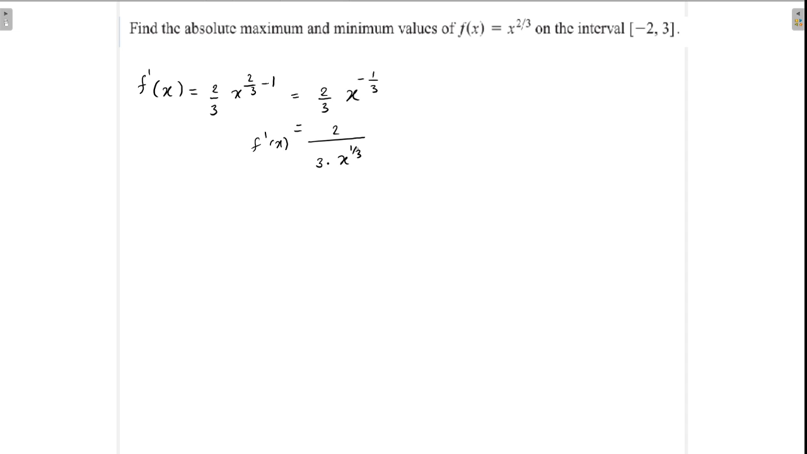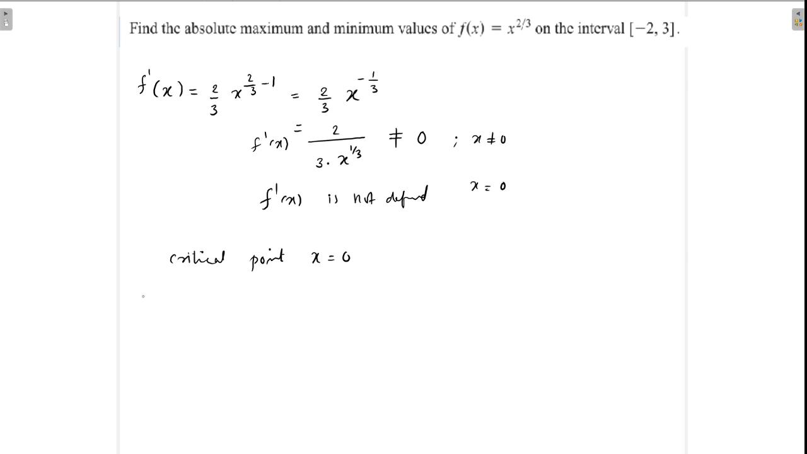We know that this derivative is never 0. In order for this to be equal to 0, the 2 must be 0, which is not possible. So this derivative is non-zero always, at x not equal to 0. When x equal to 0, this f dash x is not defined, because the denominator will be 0. So the derivative is not defined. Therefore, the critical point is x equal to 0.